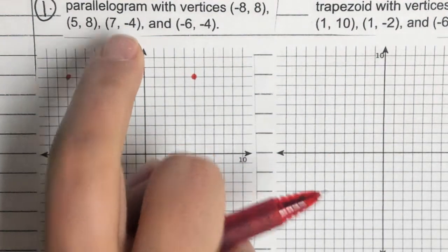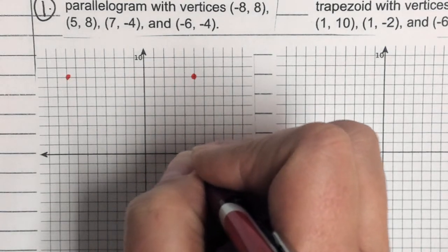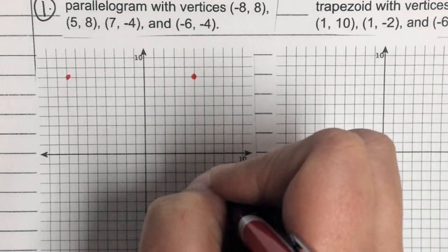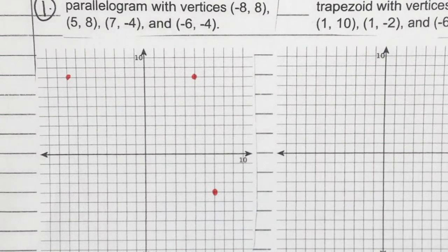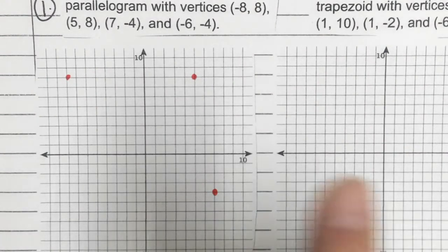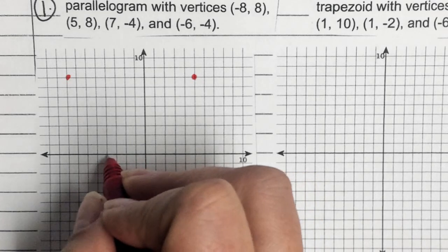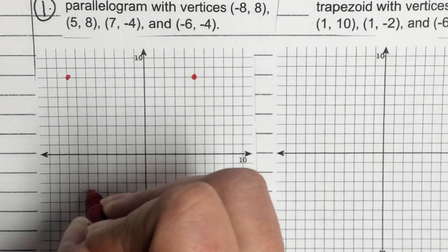Okay? Then we have positive 7, so we go over 7, 1, 2, 3, 4, 5, 6, 7, and down 4. 1, 2, 3, 4. That negative 4 just tells me that it is a negative coordinate, not positive. And then the last one we go back negative 6, so 1, 2, 3, 4, 5, 6, and then down negative 4, 1, 2, 3, 4.